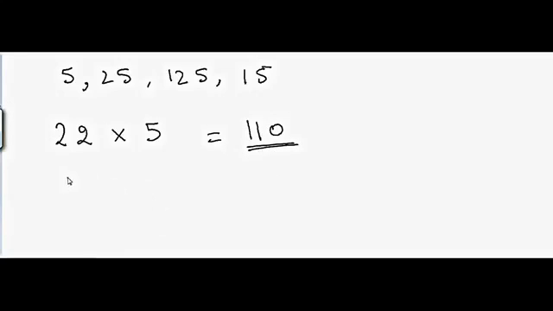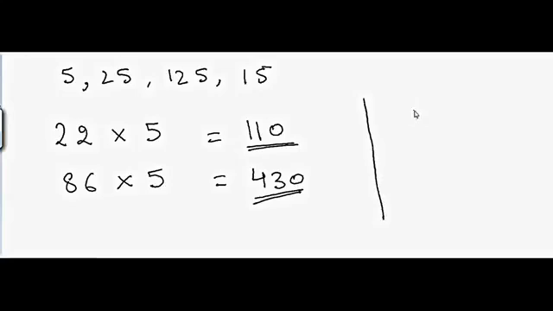Again, let's say I have 86 and I want to multiply it by 5. All I will do is 86 divided by 2, so that is equal to 43, and then put 0 in the end, so that will be 430. So this is the concept. The concept is very easy.